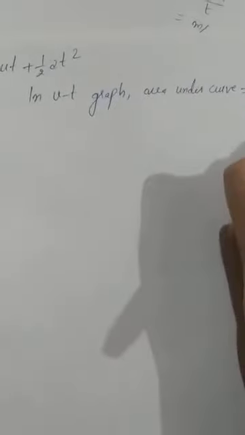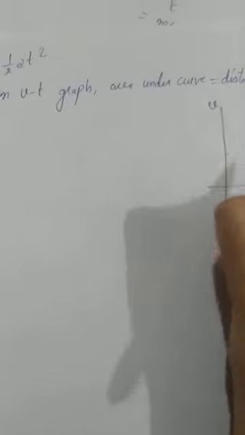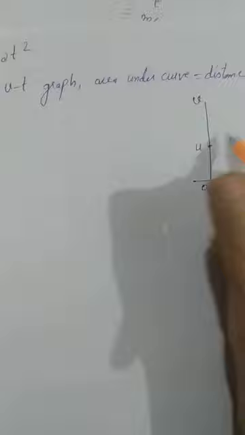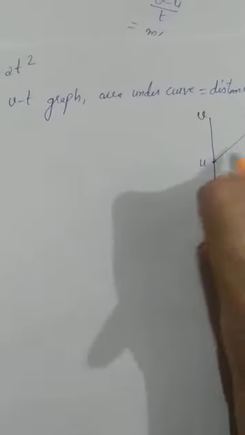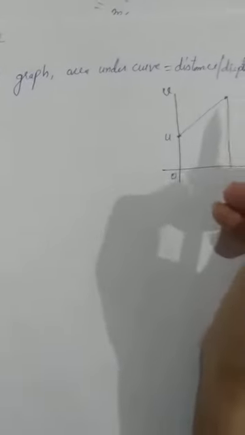Clear? Area under the curve, that is the distance and displacement. Then we make the graph of V and T. Again we are making this one. Here the initial velocity is u, and after some time, as time increases, its velocity becomes v. Then we will join this line for the solution.